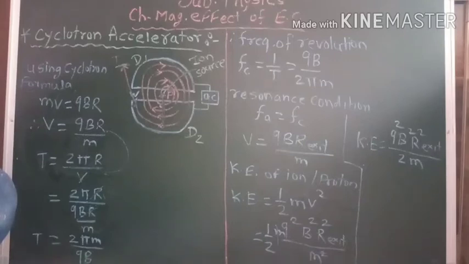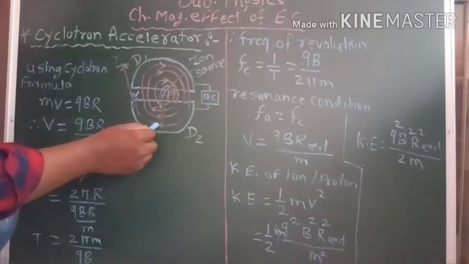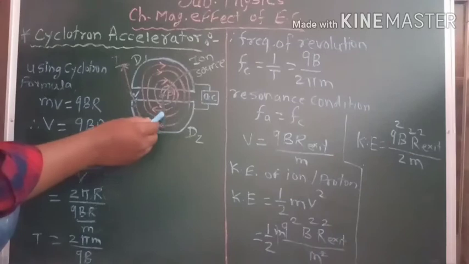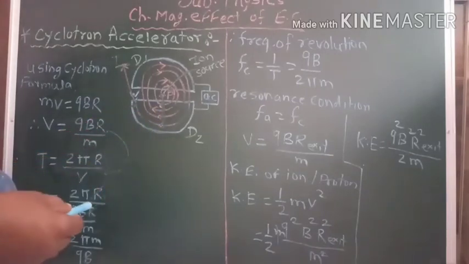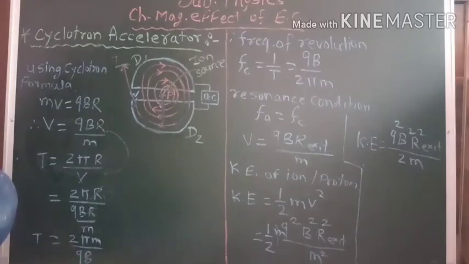The final kinetic energy is proportional to the square of the radius of the outermost circular path, that is, the last path of the beam at R exit. This is the maximum final kinetic energy. As the radius increases, the kinetic energy also increases. From this equation of kinetic energy, we conclude that the final energy is proportional to the square of the radius of the outermost circular path, R exit.